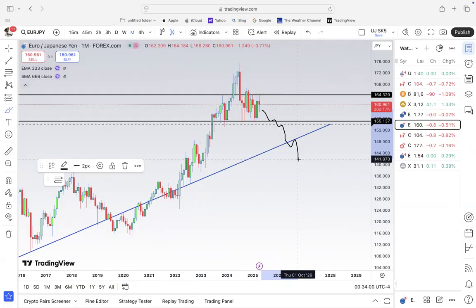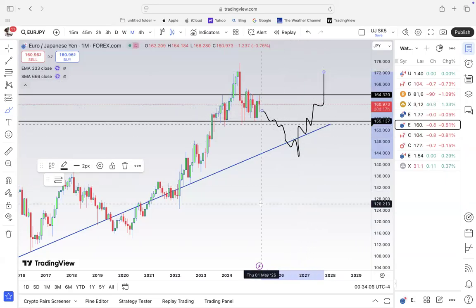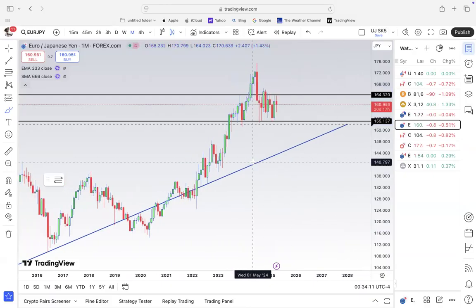Maybe it's a fake out. They break below, but then they break back up. Or they never even go below, but they keep going up from there. Either way, in my mind, it has to come back to that trend line. And that's what I've been looking to see play out on Euro JPY as well as the other JPY pairs.